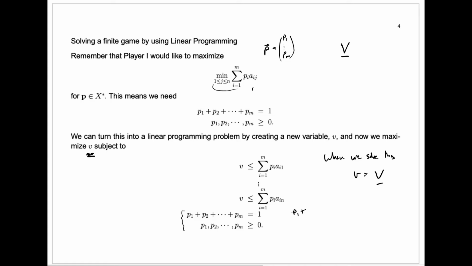You can think of that as P1 plus P2 up to Pm is less than or equal to 1. And a similar thing where P1 plus P2 up to Pm is greater than or equal to 1. Of course, this one has the wrong type of inequality, so you can just replace this by multiplying both sides by -1, and you would get minus P1 minus P2 minus Pm less than or equal to -1. So now if we include these two in place of that one, we really have an honest-to-goodness linear programming problem, and it's something we can solve, and it'll give us this lower value of the game.